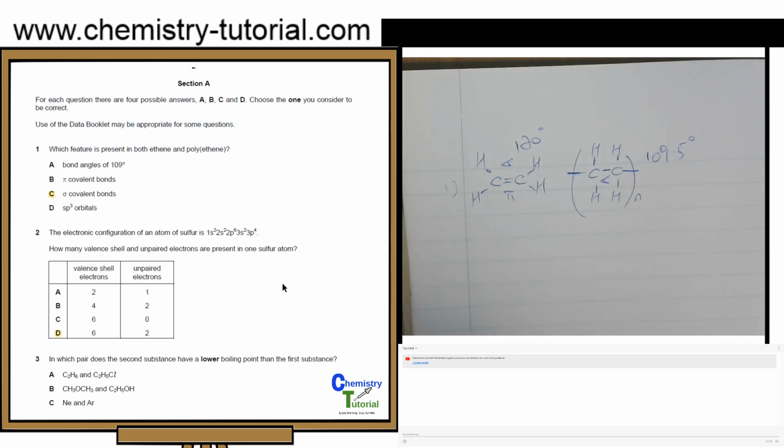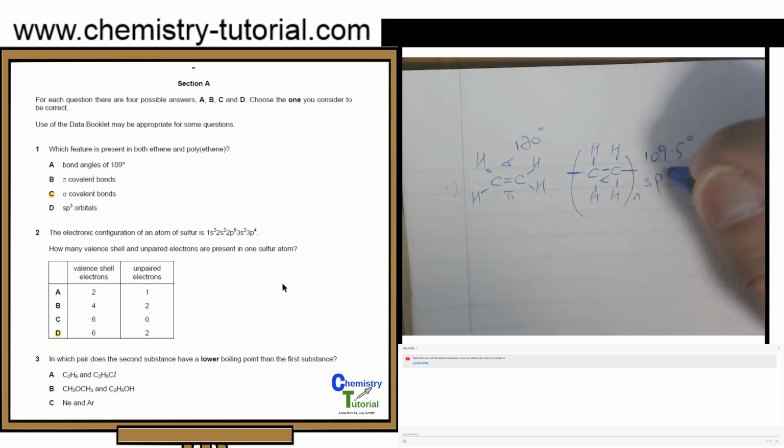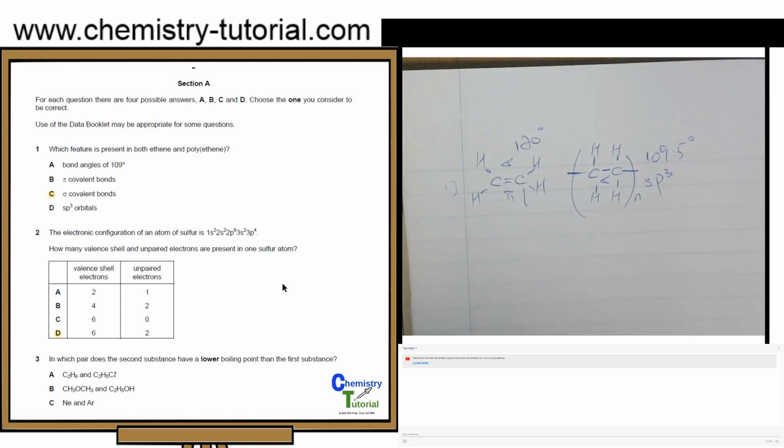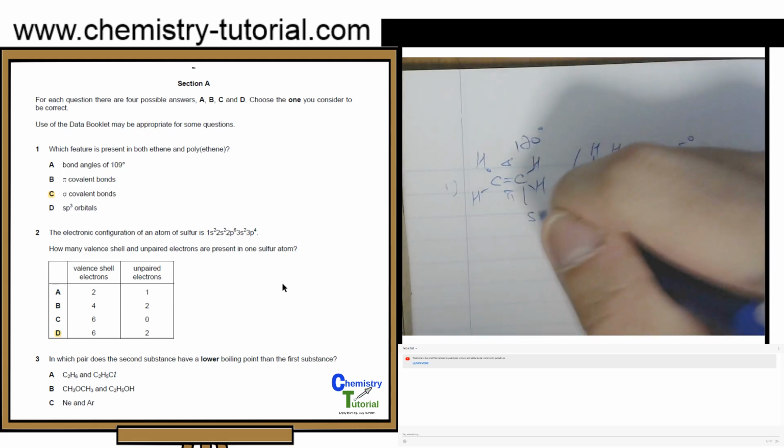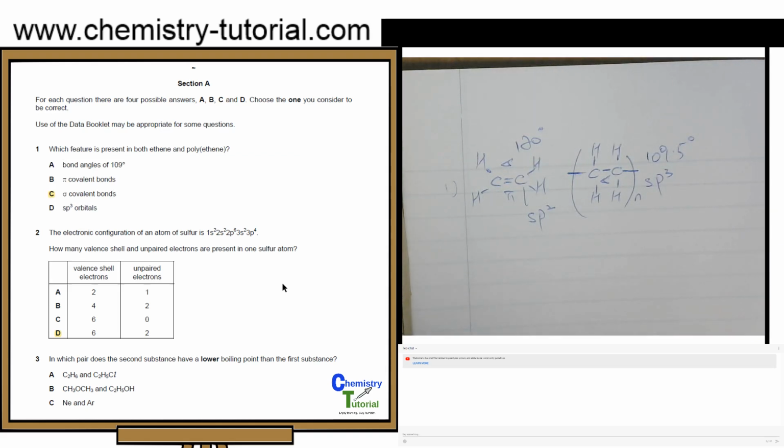How about D, sp3 orbitals? For you to have sp3 orbitals, that means it must be sp3 hybridized. So only the carbon in polyethene is sp3 hybridized. But the carbon in ethene is sp2 hybridized. Therefore, only option C is correct.